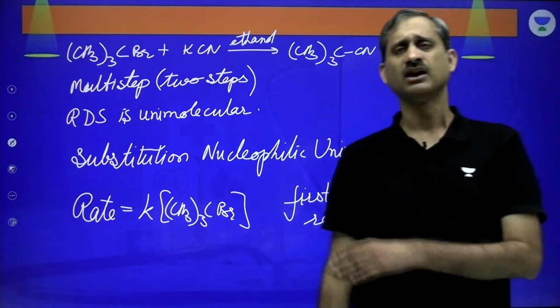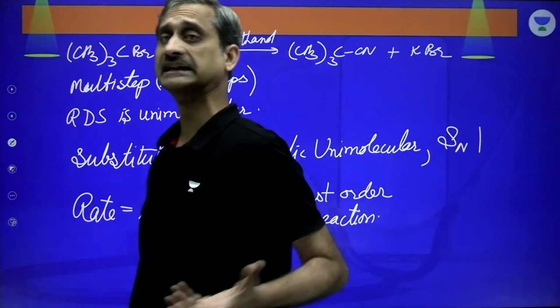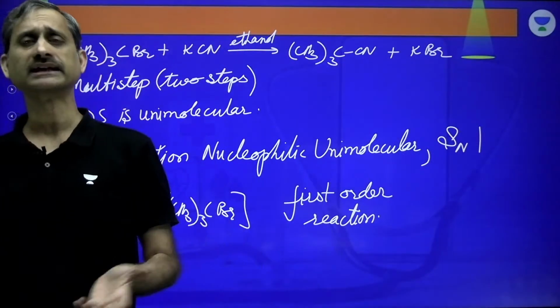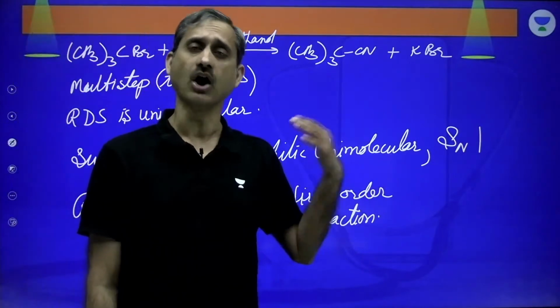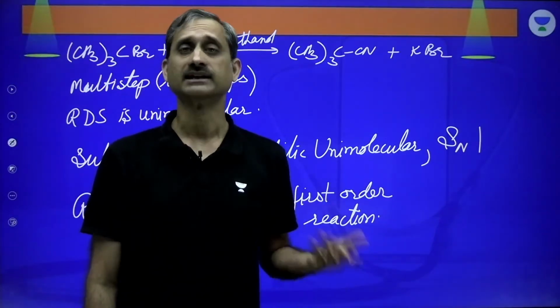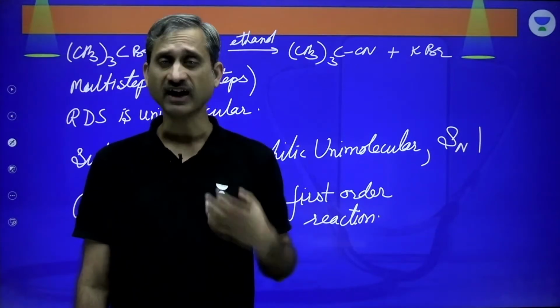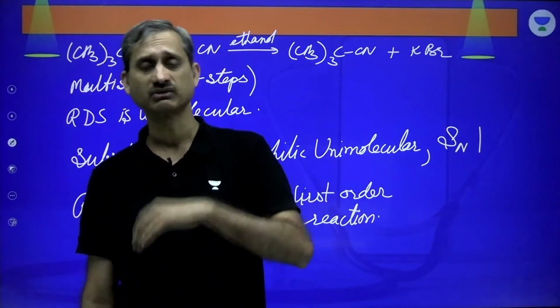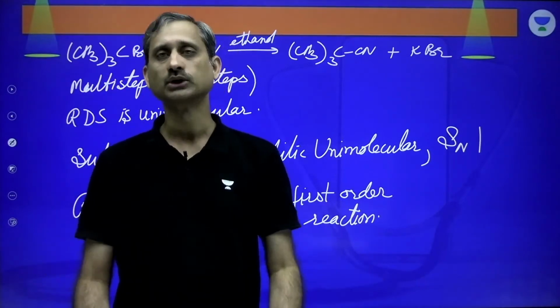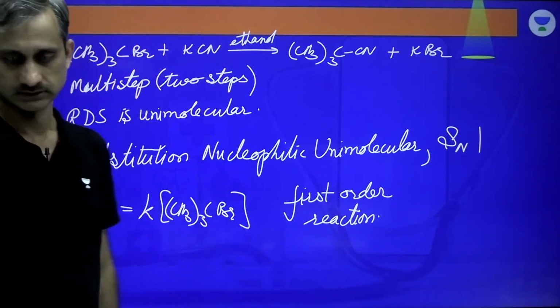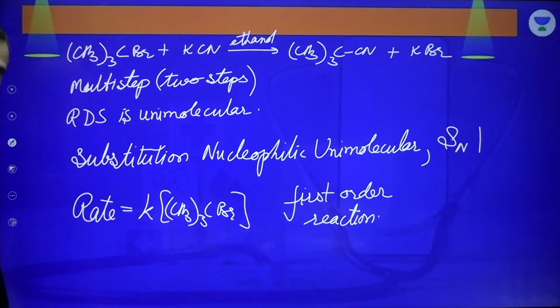You might be saying that, sir, why are you doing it in so much detail in chemical kinetics? I am doing it in so much detail in chemical kinetics because it will be used in organic chemistry as well. And I am a person who's going to teach you organic chemistry, inorganic chemistry, physical chemistry. So if I get a chance to explain organic chemistry in physical chemistry, I will do that. Is that clear?